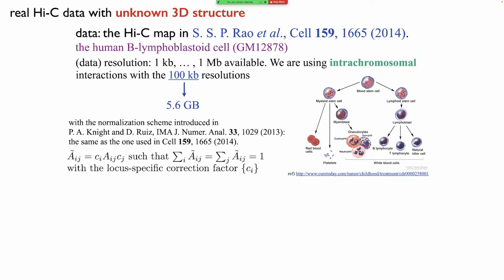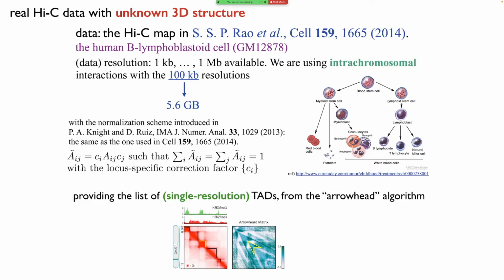So based on this validation with the polymer model system, we move to the real Hi-C data of the chromosome chromatin interactions. We use this particular Hi-C map data introduced in this Cell paper in 2014 with the 100 kilobase pair resolution, and converted this raw data to the normalized version of the interaction with this particular normalization scheme. By the way, this original Cell paper itself provides the set of, I have to emphasize, the single resolution TAD data. So we used that as some kind of reference later.